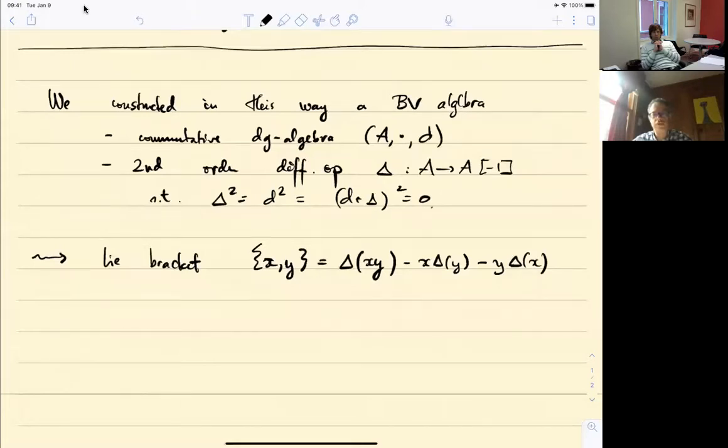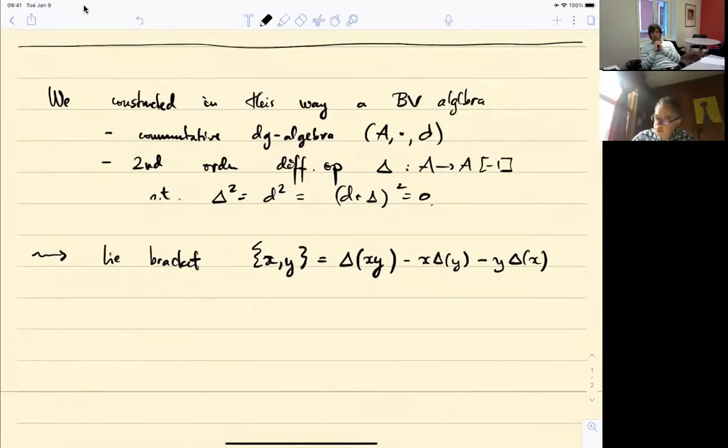And the fact that delta is second order says that this is a first order operator in each one of the variables, x and y. That's one of the Grothendieck definitions of being second order. And the fact that it's a Lie bracket is not particularly hard. Of course, there are some signs here. I don't know, maybe here it's -1 to the power degree of x and something else. It's an exercise to check that it's a Lie bracket.